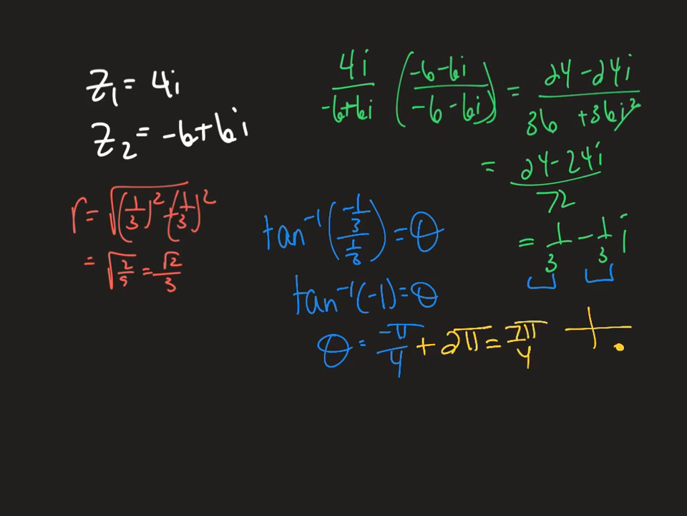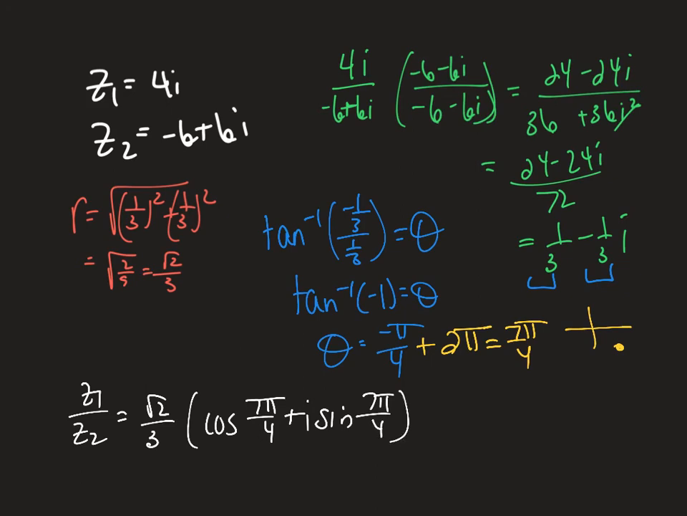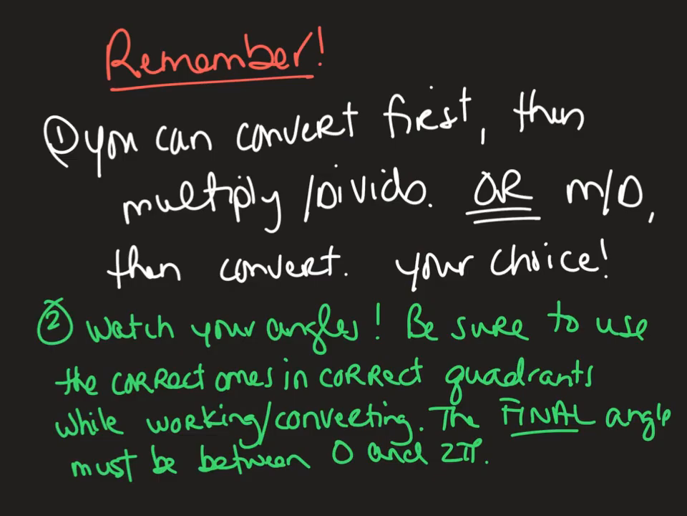And so then your quotient, z1 divided by z2, is just going to be radical 2 over 3, which is your r, times the cosine of 7 pi over 4 plus i sine 7 pi over 4. And that's that. Now, this is in your PDF. I just wanted to say a couple quick things.